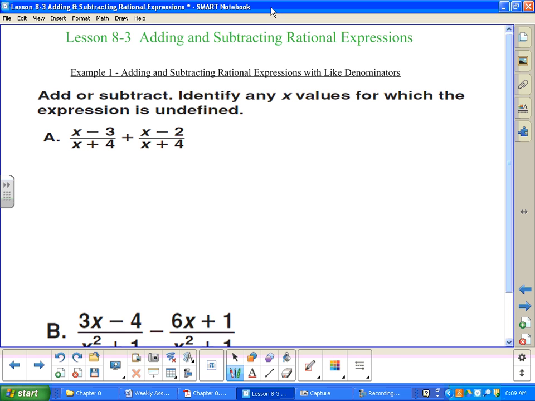So lesson 8.3, adding and subtracting rational expressions. This is just like when you are adding and subtracting fractions. And to add and subtract fractions, we must have what? A common denominator. So when we add rational expressions, we must also have a common denominator. And then this one also is asking us to identify x values for which the expression is undefined.